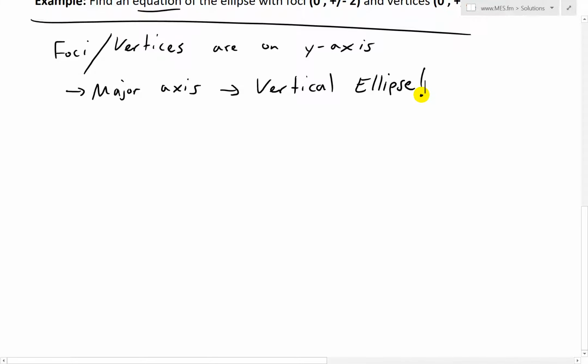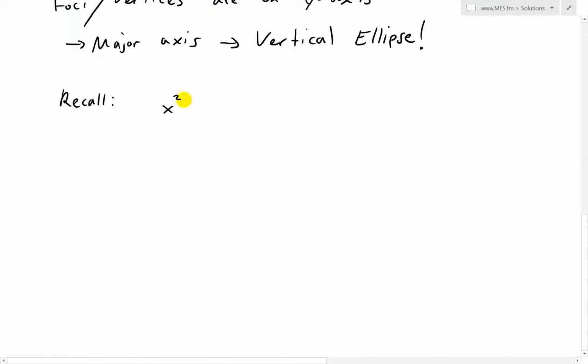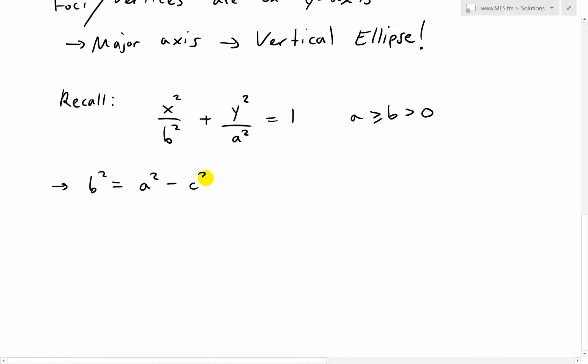So we'll have to recall the formula that I made in my earlier video for a vertical ellipse, where we have x squared over b squared, and a squared is going to be under the y, y squared over a squared, equals 1, where a is greater than or equal to b, and b is greater than 0. If a and b are equal, then what we end up having is a circle. And also recall that by definition we let b squared equal a squared minus c squared.